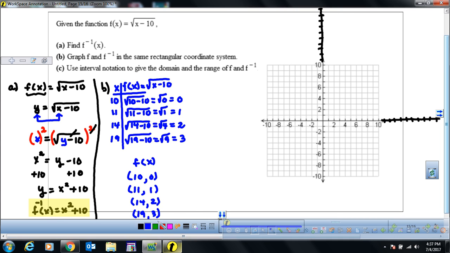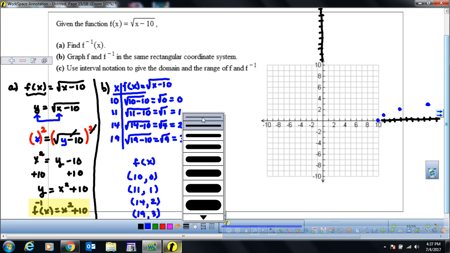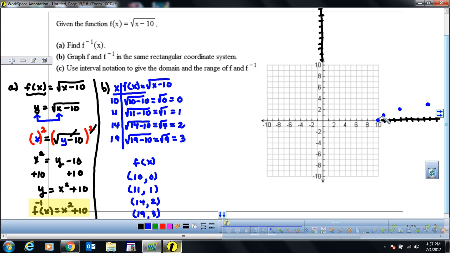So those points: (10, 0) is going to be here. (11, 1) is right here. 12, 13, 14, (14, 2) is right here. And the last one is (19, 3): 14, 15, 16, 17, 18, 19. So (19, 3). And this is the graph of f of x. Remember that the square root has the shape of an eyebrow. So that is f of x.